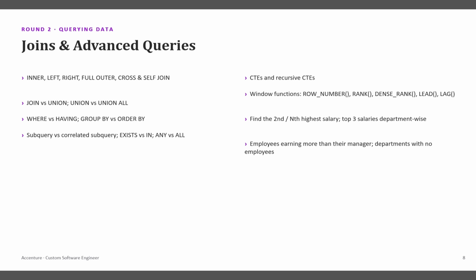Section 6. SQL Joins and Advanced Queries. This section is where SQL gets serious. You need rock-solid clarity on all the joins: inner join, left join, right join, full outer join, cross join, and self join. Draw them out with simple two-table examples while you practice. Then, join versus union, and union versus union all.